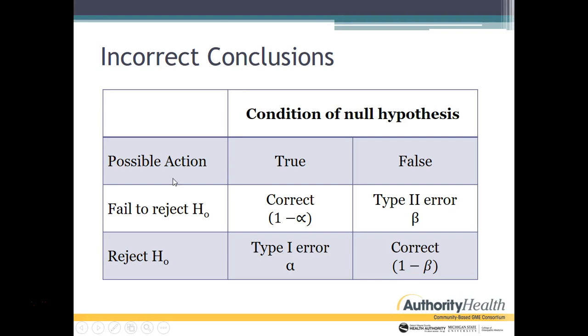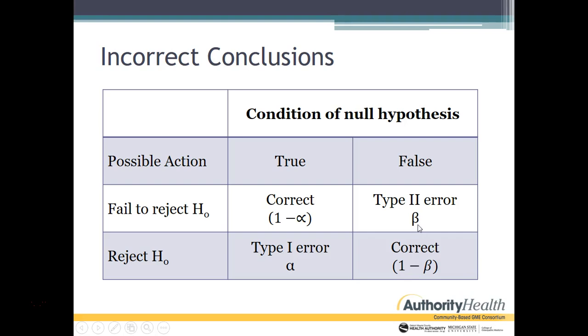And here's your actions at the end of the study. You either fail to reject the null or you reject the null based on your results. So if the null hypothesis is true and you fail to reject it, you accept it, that's a correct decision. That's 1 minus alpha. But if you look below it, if the null hypothesis is true but you reject it, that would be a type 1 error, which we just talked about, which is otherwise known as alpha.